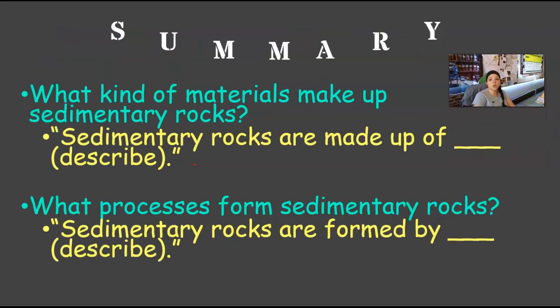All right, so now please flip back to page 11. We're going to do our summary. Only need 2 sentences, please. What kind of materials make up sedimentary rocks? Sedimentary rocks are made up of, give me the 3 things. There are 3 things they're made up of. What processes form sedimentary rocks? Sedimentary rocks are formed by what and what? All right, when you are done, please make sure everything is labeled, and I hope you guys have a nice day.